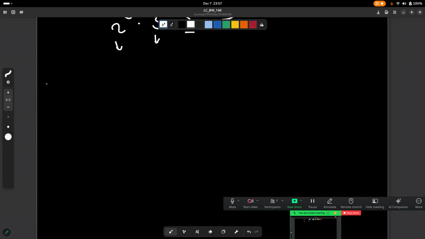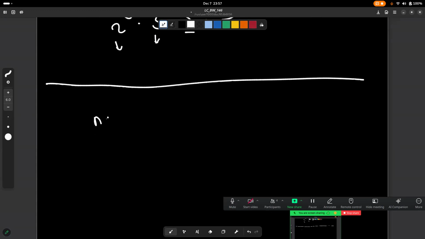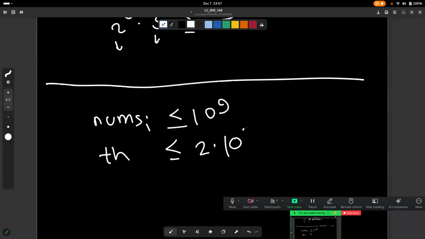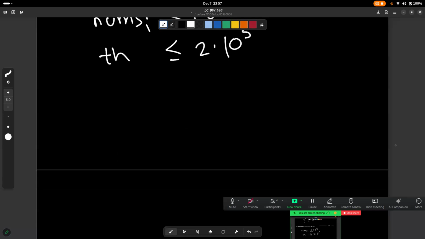So first, actually, let's get rid of this 10 raised to the power 9 constraint. Okay, so they have given us that nums of i is less than or equal to 10 raised to the power 9, but our threshold is actually only up to 2 times 10 raised to the power 5.